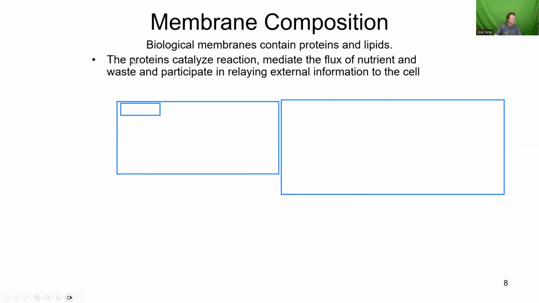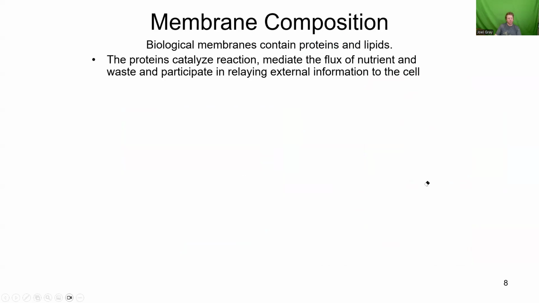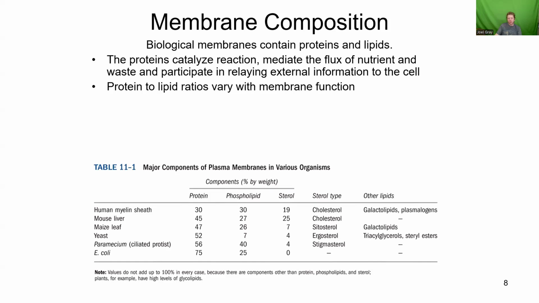Now, membrane composition. What are the components of a membrane? From organism to organism, this is going to vary. The same things that make up a human membrane are going to differ from what make up an E. coli membrane, a liver cell membrane versus a brain cell membrane. We're going to see all this variation there. Now, biological membranes contain proteins and lipids as your major components. The proteins catalyze reactions, mediate the flux of nutrients and waste, and participate in relaying external information to the cell. Now, protein to lipid ratios vary with their membrane function.